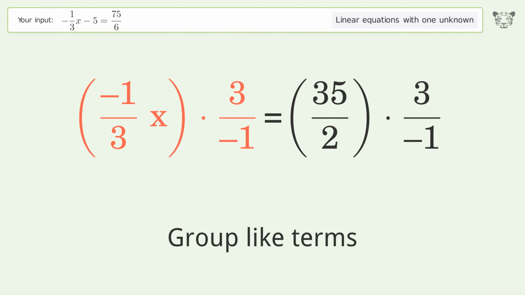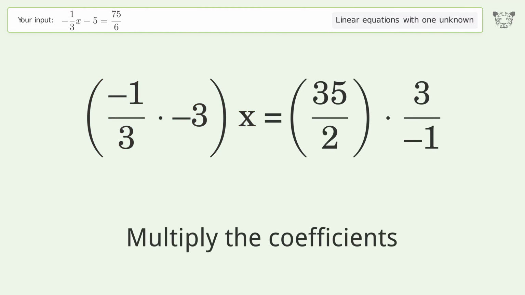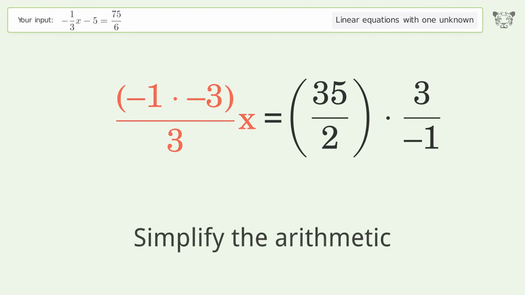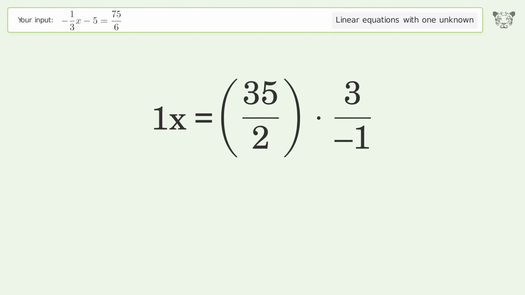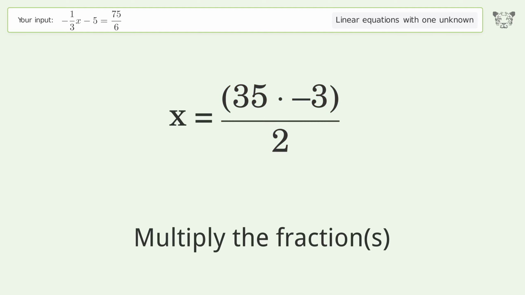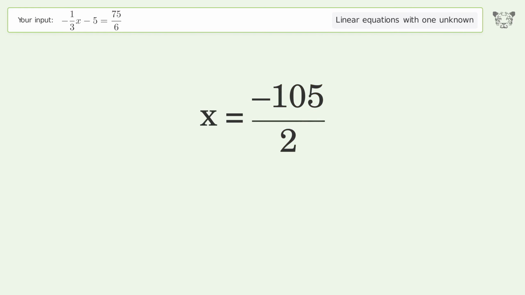Group like terms. Multiply the coefficients. Simplify the arithmetic. Multiply the fractions. Simplify the arithmetic. And so the final result is x equals negative 105/2.